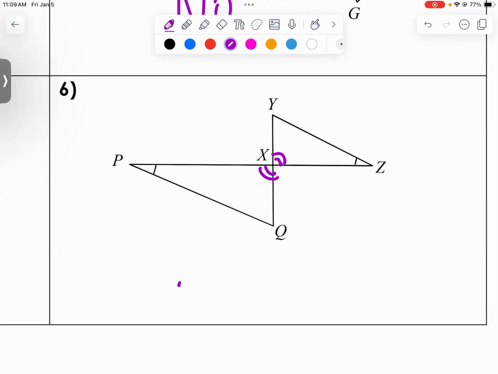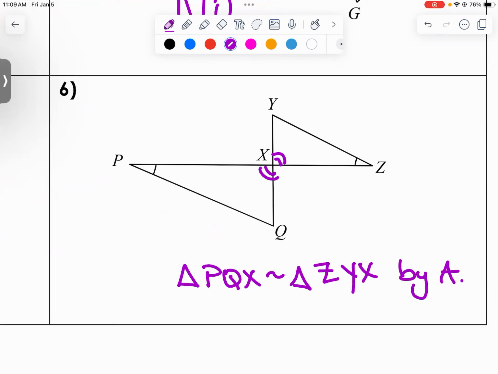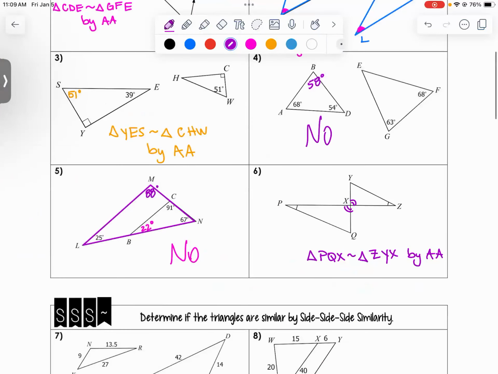What about number 6? We have vertical angles. So triangle PQX is similar to triangle... what corresponds with P? ZYX by angle. Okay. All right, let's go back to page 3.